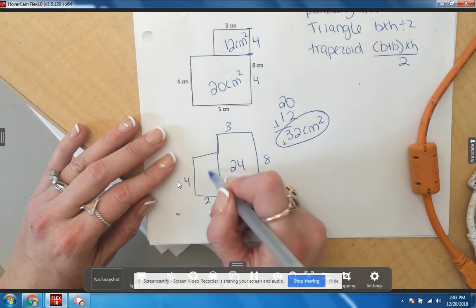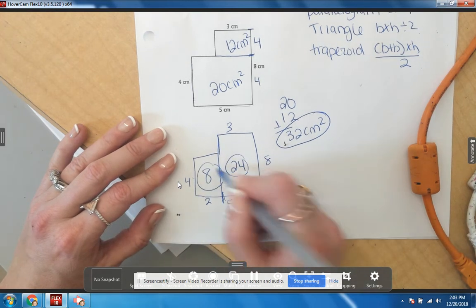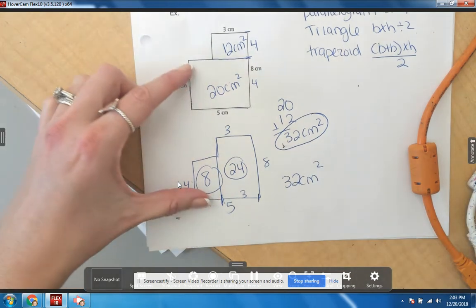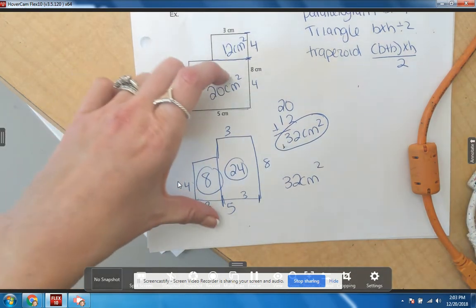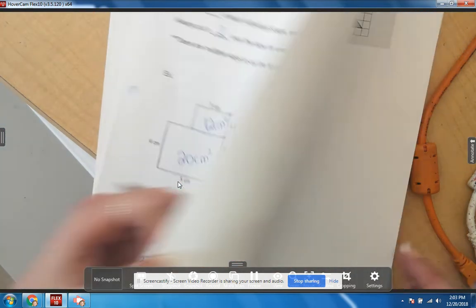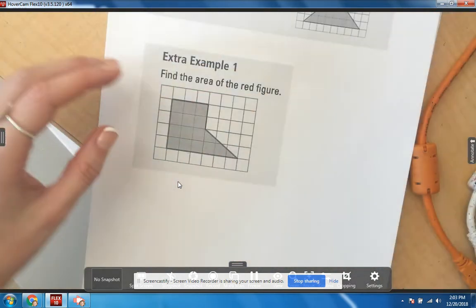Now I can do 4 times 2 is 8. Add these 2 together, I still get 32. So again, I just wanted to show you that there are multiple ways to do the same problem. You could split it differently and still get the same answer. Okay, so I'm going to have you flip over your paper.